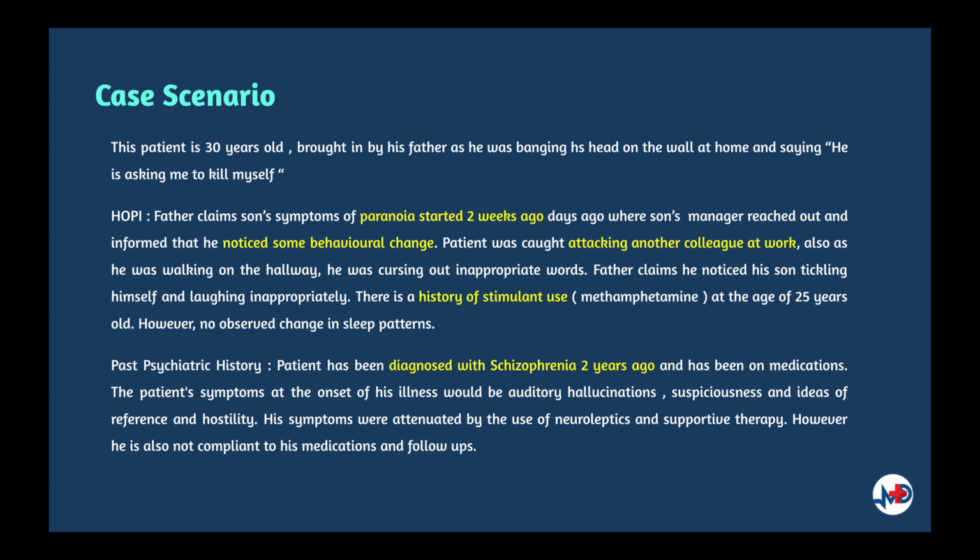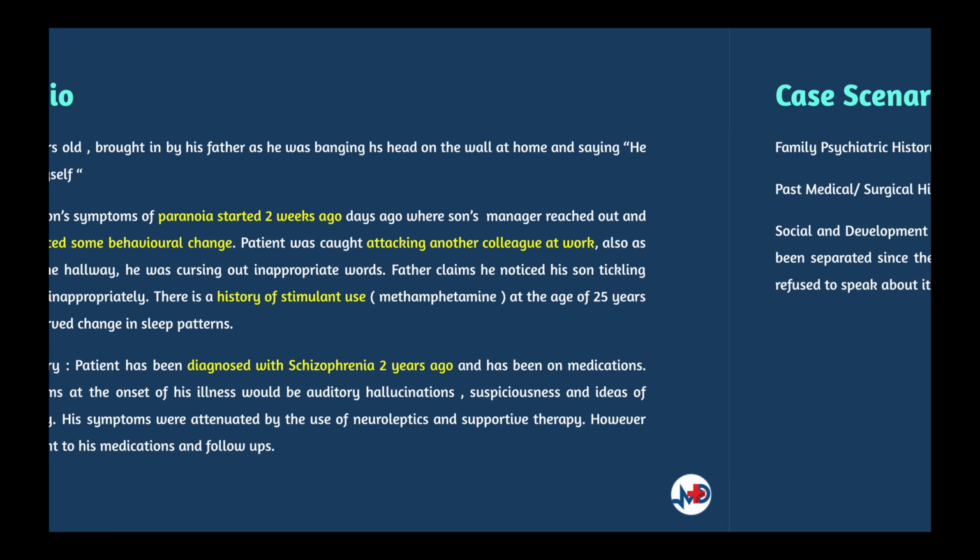There's a history of stimulant use, which is methamphetamine, at the age of 25 years old. However, there's no observed change in sleep patterns. Patient was diagnosed with schizophrenia 2 years ago and has been on medications. The patient's symptoms at the onset of his illness were auditory hallucinations, suspiciousness, ideas of reference, and hostility. His symptoms were attenuated by the use of neuroleptics and supportive therapy. However, he is also not compliant to his medications and follow-up.